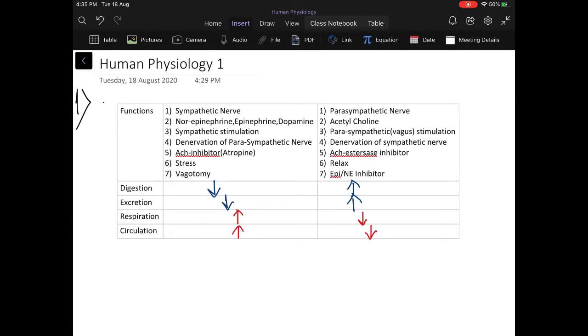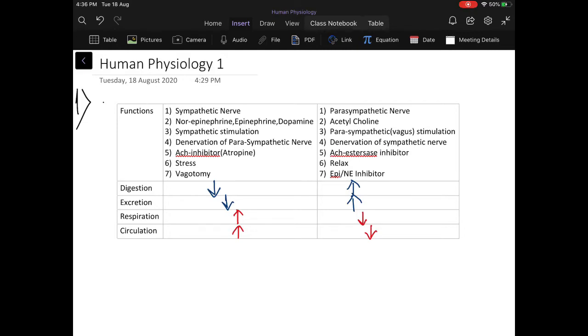Number 1 is sympathetic nerve, number 2 is epinephrine, norepinephrine, dopamine. There are 3 agents. Number 3 is sympathetic stimulation, when we stimulate the sympathetic nerve. Number 4 is denervation of parasympathetic nerve, that is opposite to sympathetic stimulation. Number 5 is atropine, another drug which is an acetylcholine inhibitor. Number 6 is a state, which is stress. Number 7 is an operation which is vagotomy.